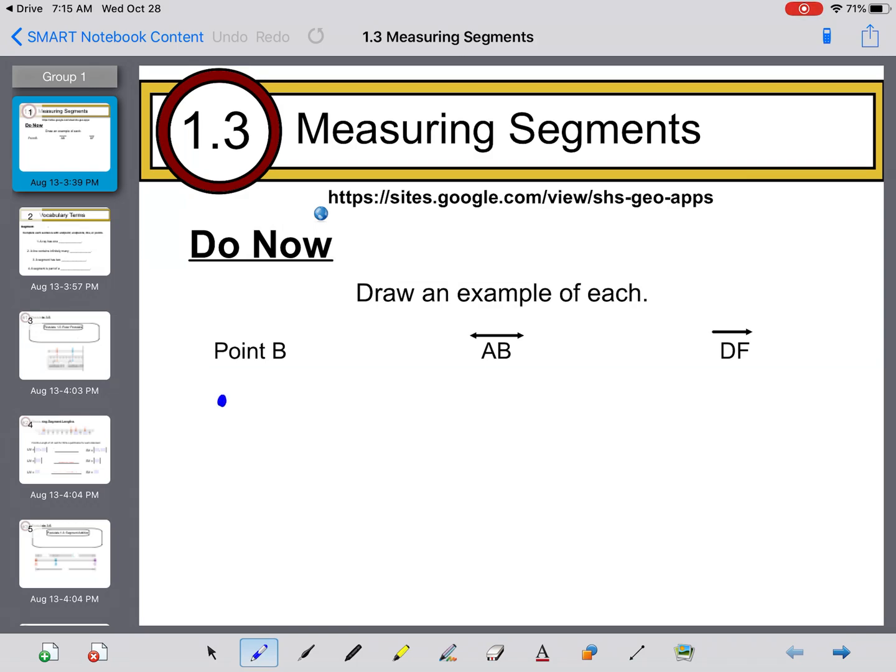Point B, simplest one, just put your point, label it B. Line AB, well, draw your 2 points. Through any 2 points, there is exactly one straight line, postulate 1-1. A, B. Ray DF, meaning it has a start point and no end point, meaning it continues through, DF.